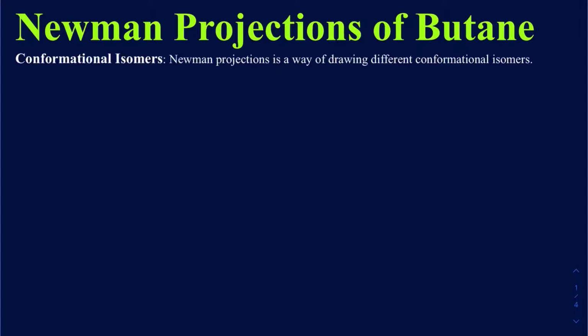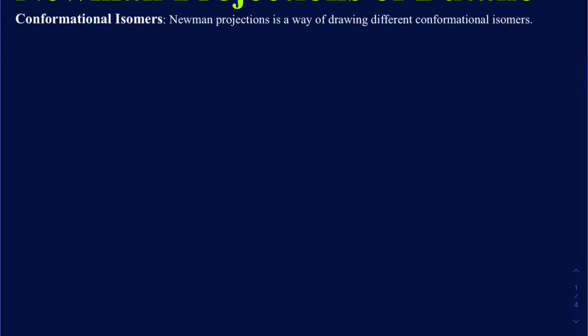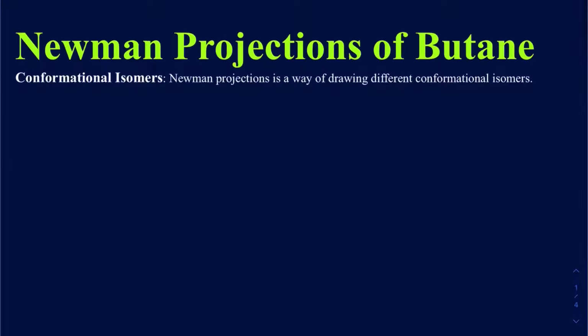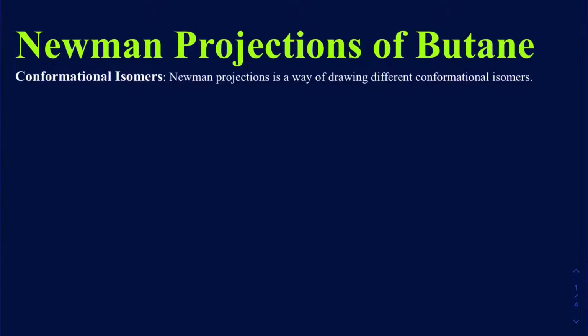Hello everyone, in this video we're going to be learning how to draw Newman projections of butane. It's extremely important to understand how to draw those, how to draw different conformations, and all the terminology that comes along with it. So we're talking about staggered, torsional strain, the Gauche conformations, and all those things. I have all these things written out here, so we're going to be explaining those one by one, and we're going to be taking an example of butane in this particular case.